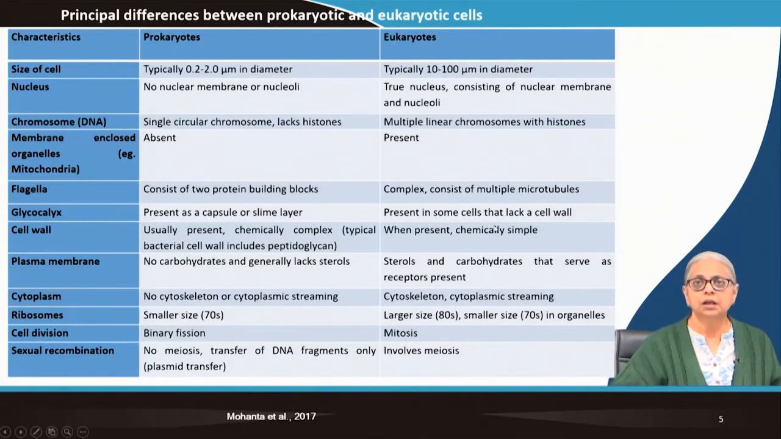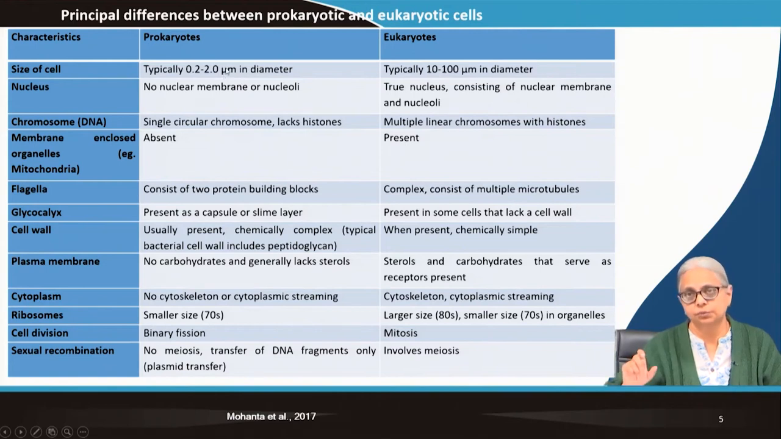So here are all the differences between prokaryotes and eukaryotes. One of the biggest differences, like I said, the defining characteristic, is whether the nucleus exists or not. If there is a nucleus, it's a eukaryote. If there is no nucleus, it's a prokaryote. Then we have the size of the cell. Most of the prokaryotes have very small sizes, ranging from 0.2 to 2 microns in diameter. For eukaryotes, it can go from 10 to 100 microns or even higher.